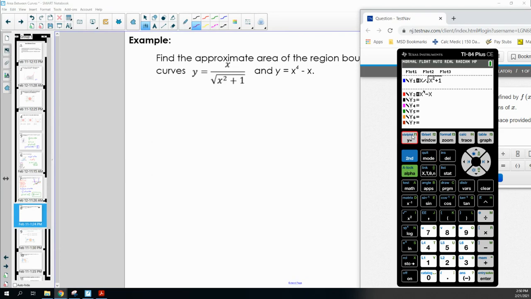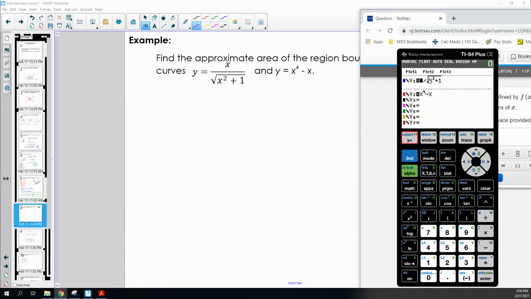I already did that in here. So in my y1, I'm going to plug in one function, and then in y2, I'm going to plug in the other function. So what I'm going to do is graph them. Okay, so I can graph them here. By looking at the graph, I can see now what the functions look like. I'm just going to go back really quick.